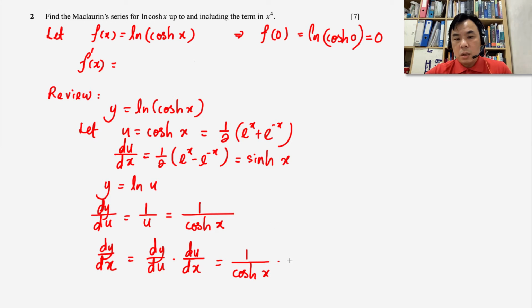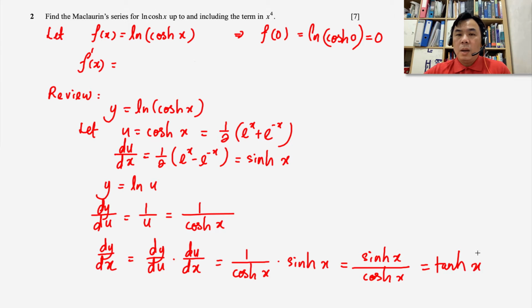So du/dx is sinh x. And if you notice that this is sinh x over cosh x, that can be simplified into tangent hyperbolic. All right, now I hope that is clear. All of this can be simplified into tangent hyperbolic. Now, there you go. That is the differentiation, the first derivative for this function here.